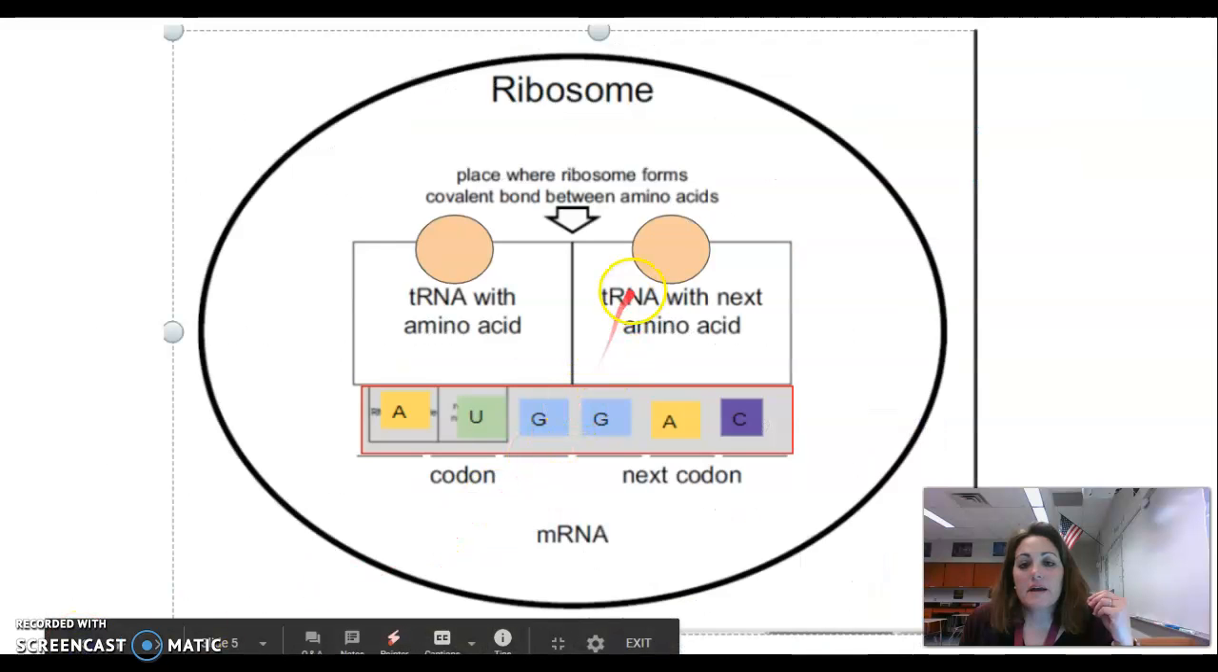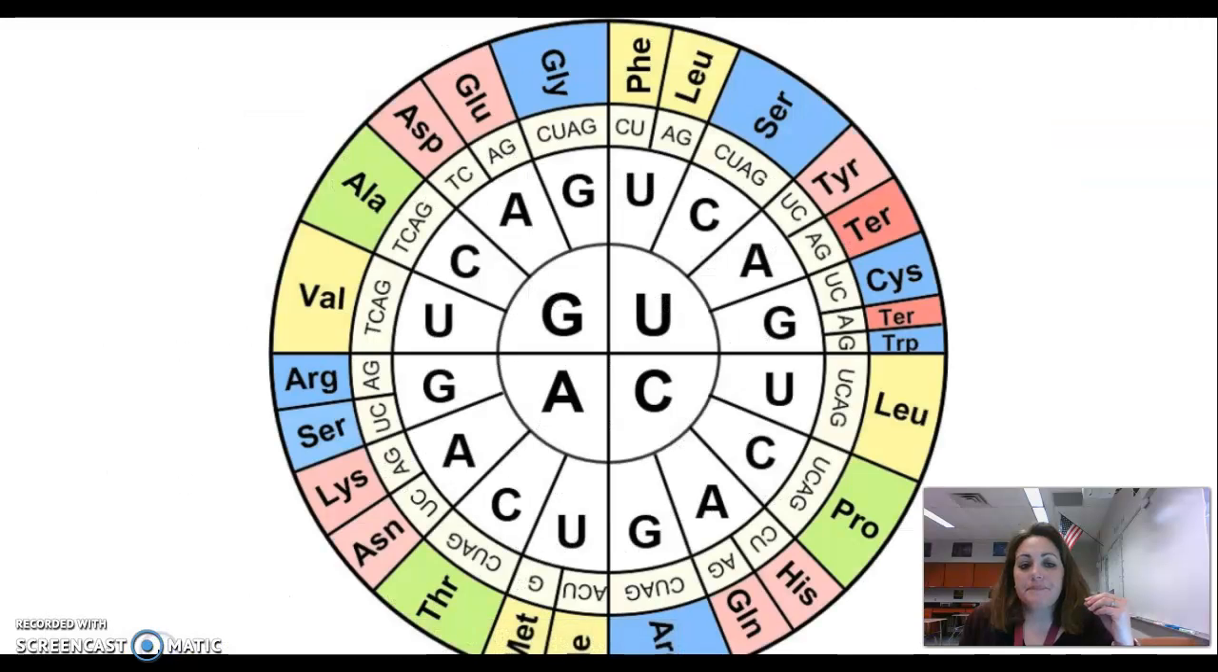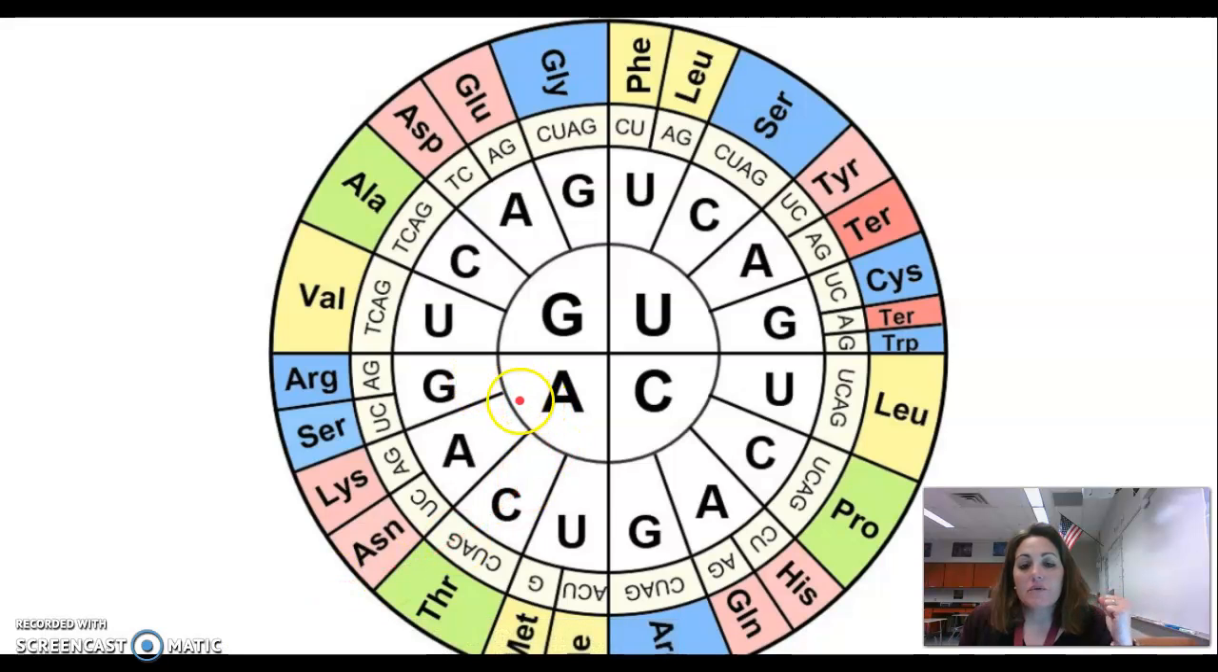So we're going to go back. That's going to be what's being carried here. You can just use the 3-letter abbreviation. I know the chart has the full word, aspartic acid, ASP. You can use that. So that is the instructions on how to translate, and we'll do more practice.